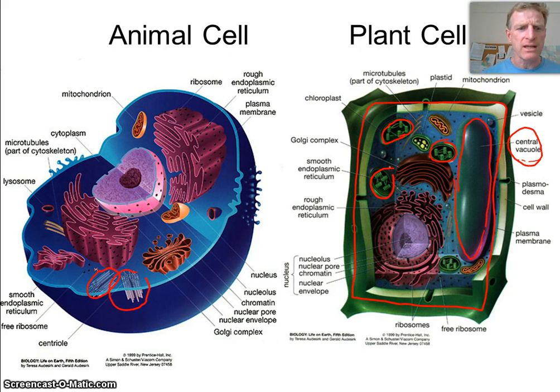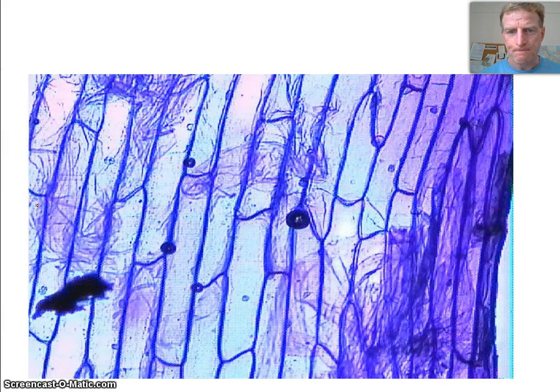Other structures found in animal cells, not in plant cells, are lysosomes. These contain digestive enzymes, and they help the cell destroy dead material or foreign substances. Okay, so those are some important differences between plant and animal cells. They're both eukaryotic, but they have some different internal structures or organelles.